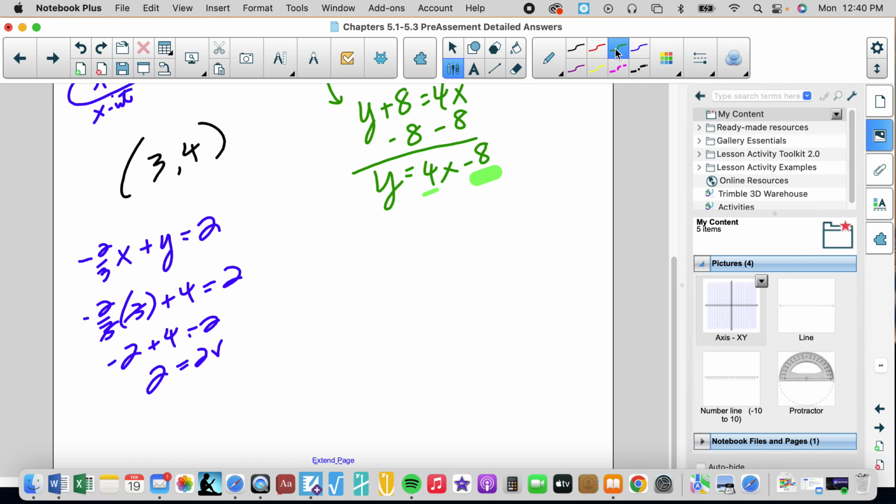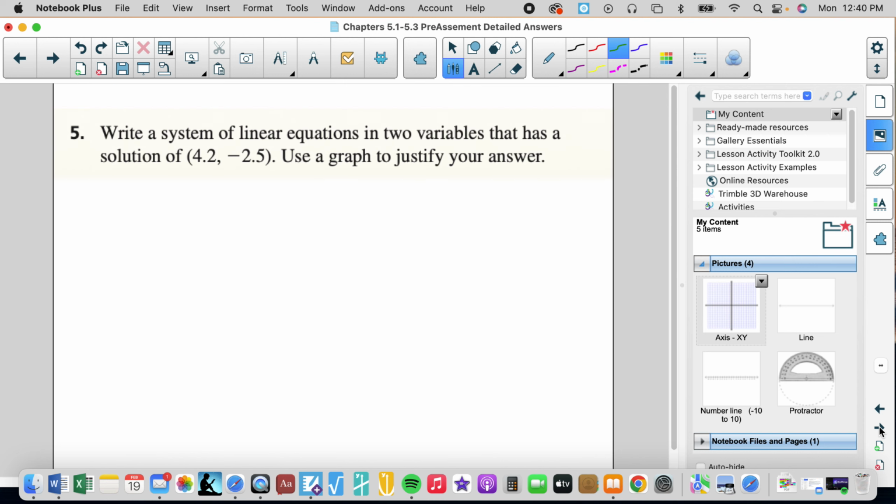And now I can use this equation. I can use y equals 4x minus 8, or I can use y plus 8 equals 4x. My y value is 4. My x value is 3. Does 12 equal 12? Yes, so I know my solution is correct.